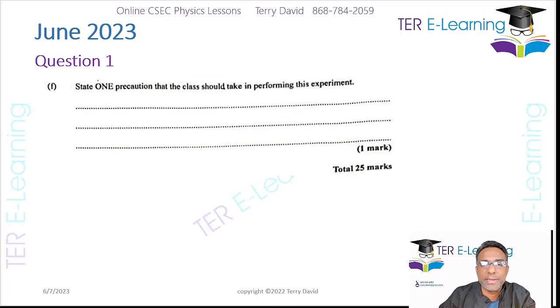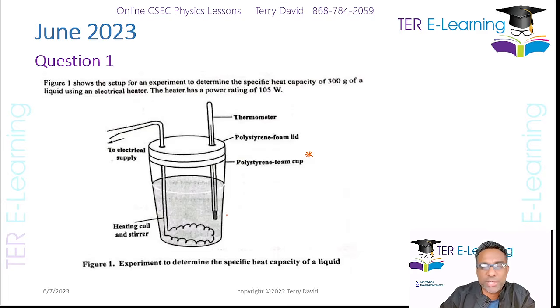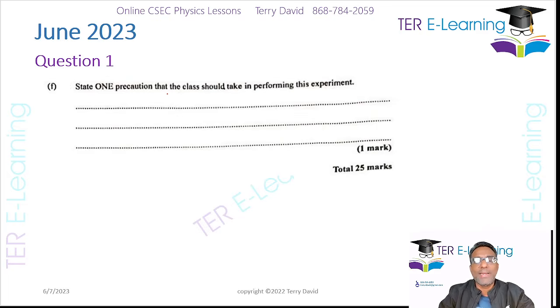So let me see something here. State one precaution. If you look at the diagram itself, you want the thermometer not to be touching the sides of the polystyrene foam cup. You need to ensure that the thermometer is in the milk itself. Don't touch the heating coil. You're using an electrical appliance here, so you have to make sure that there's no breaks in the wires. So those are safety precautions that we should consider. So 1 mark for this. Any one valid precaution is going to work.